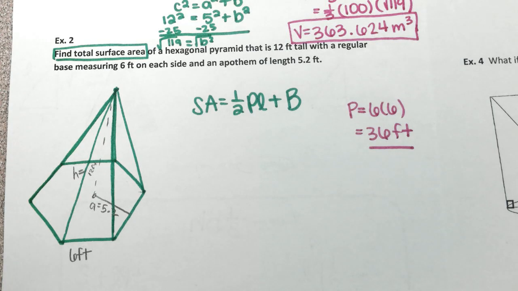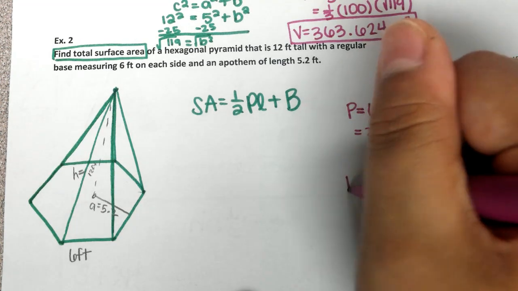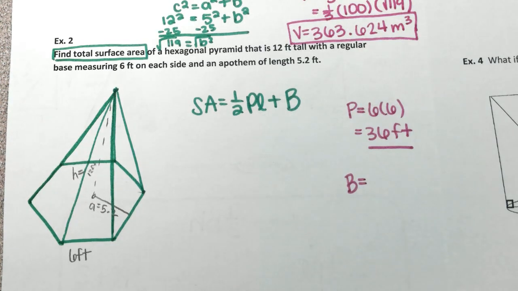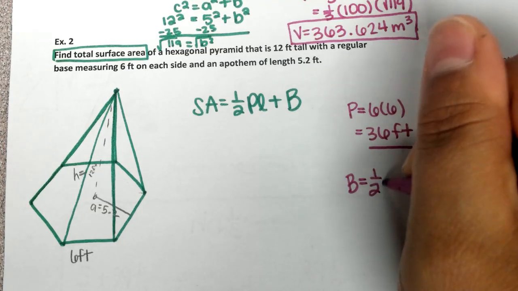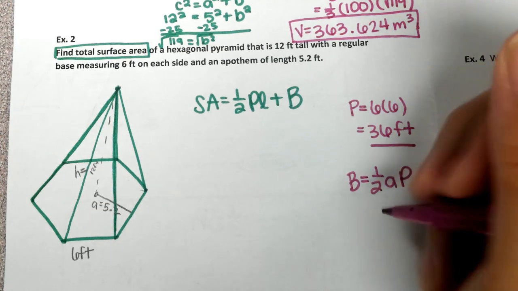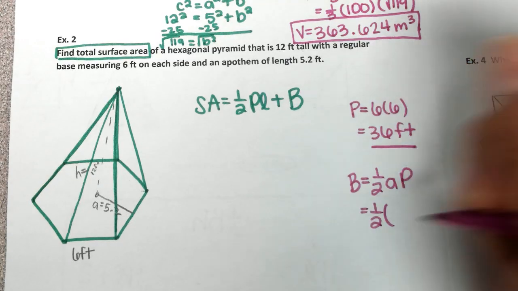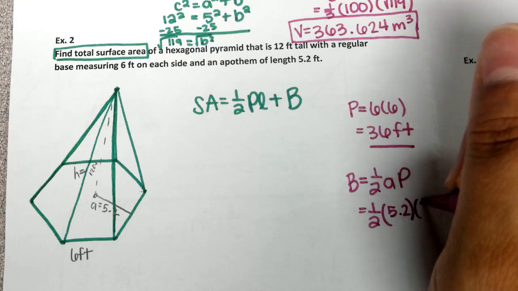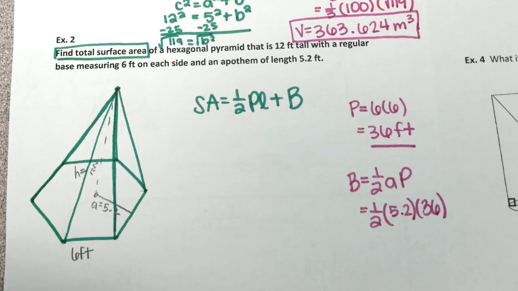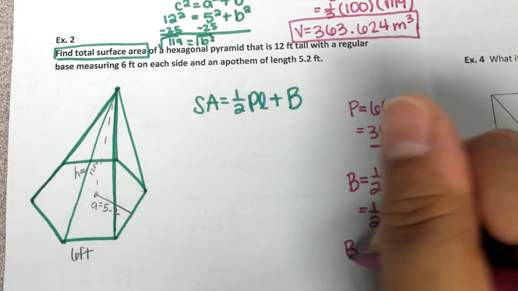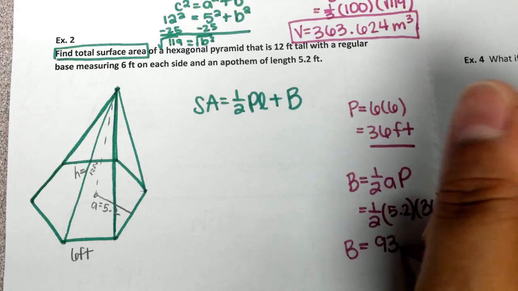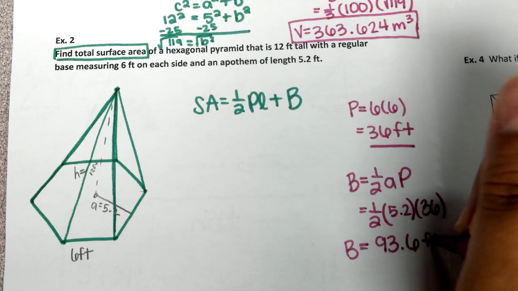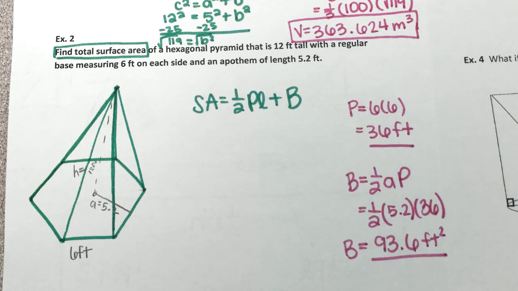Okay. I'm also going to need big B. How do I find big B of a hexagon? 1/2 little AP. So 1/2, what's my apothem? 5.2. What's my perimeter? 93.6. Is that exact? Does it end right there? Yeah. Okay. Is everybody following me so far?